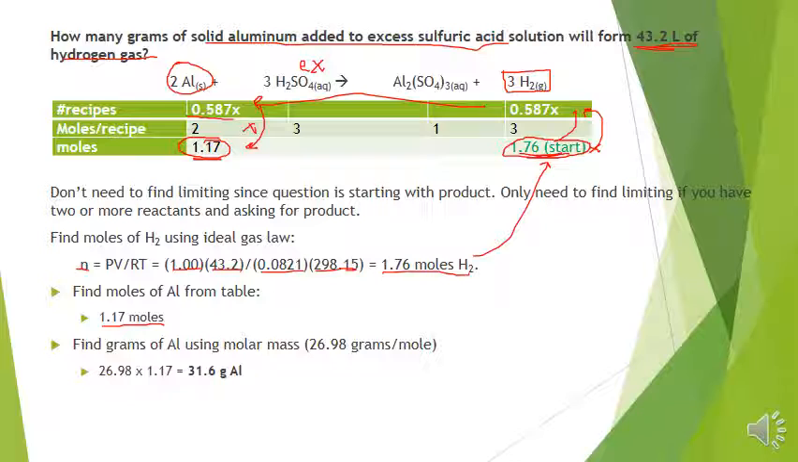Now I have to figure out the mass, since it's solid, so I'm going to use molar mass. The molar mass of aluminum is 26.98 grams per mole. The moles are 1.17. Multiply them together, and it's 31.6 grams of aluminum. So what this means is if you start out with 43.2 liters of hydrogen gas at 25 degrees C and 1 atmosphere, you would need 31.6 grams of aluminum in excess sulfuric acid.